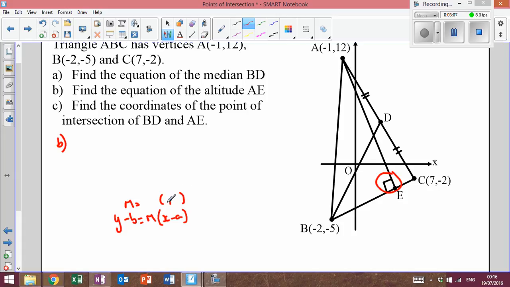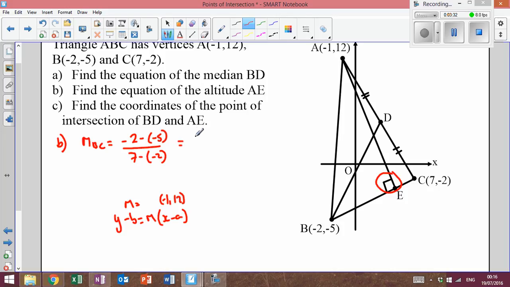Okay, I already have a point, I already have point A, so minus 1, 12. So it's really the gradient that I want. Because it's at right angles to BC, if we know BC, we know AE. So the gradient of BC is negative 2 subtract negative 5 over 7 subtract negative 2.